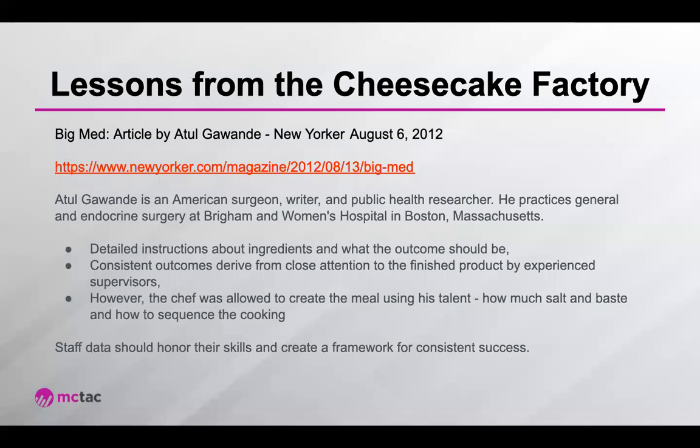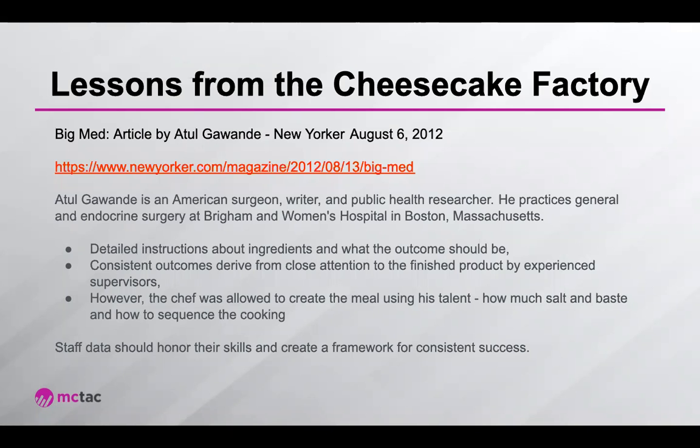What he found, and this is important for our industry and staff, is that the chefs, the line cooks, had really detailed instructions on the ingredients, and also very detailed instructions and photographs of what the outcome should be. They had really high attention from experienced supervisors looking at the food produced from an outcome point of view. But importantly, and this is the lesson I want to draw through the rest of these slides, nobody told the chef how to do the meal: how much salt, when to baste the meal, when to sequence the cooking.